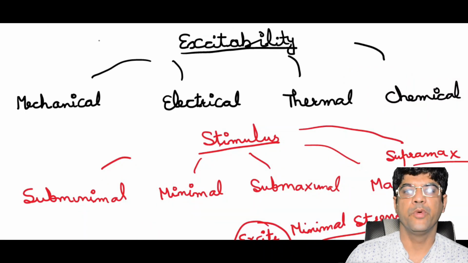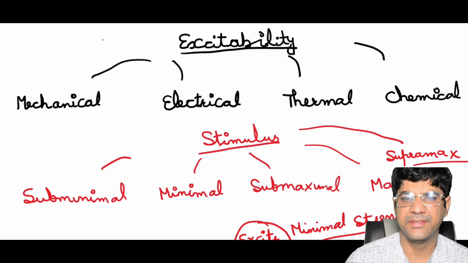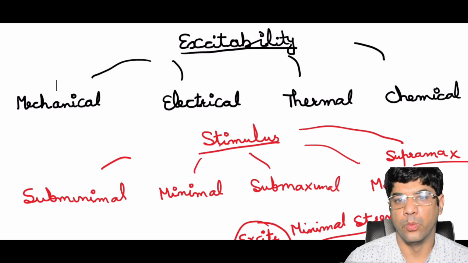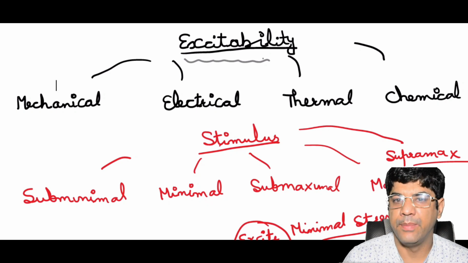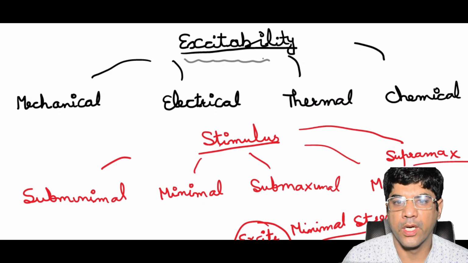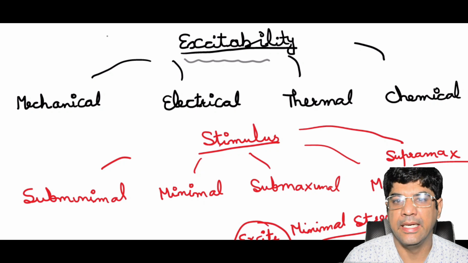So hello everyone. Today we are going to discuss the properties of the smooth muscle. The first is the excitability. So what do you mean by excitability? Remember, excitability is the reaction or the response of tissue to irritation or stimulation. So remember, excitability is a physicochemical change, right?